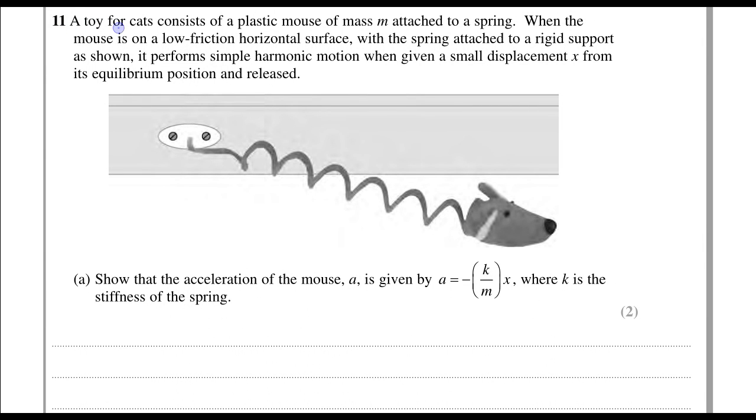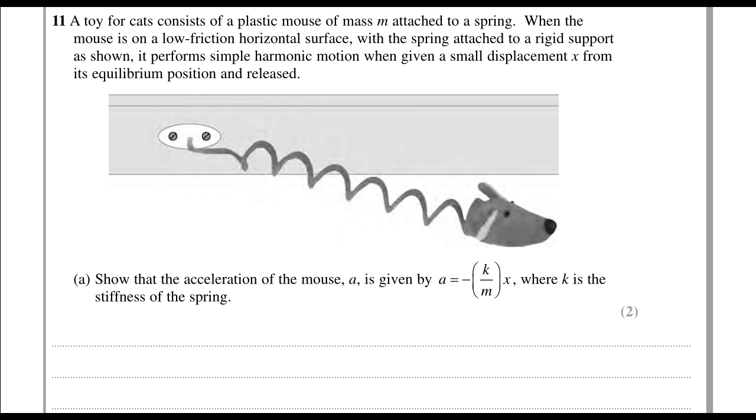A toy for cats consists of a plastic mouse of mass m attached to a spring. When the mouse is on a low friction horizontal surface with the spring attached to a rigid support, as shown here, it performs simple harmonic motion when given a small displacement x from its equilibrium position and released.